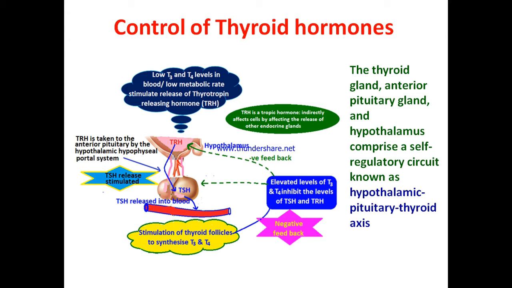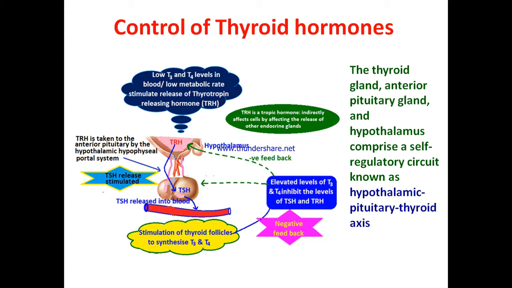TRH is taken to the anterior pituitary by the hypothalamic hypophyseal portal system. By the blood vessels, it reaches the anterior pituitary. And thyroid stimulating hormone synthesis will be stimulated and it will be released into the blood. This stimulates thyroid follicles to synthesize T3 and T4.